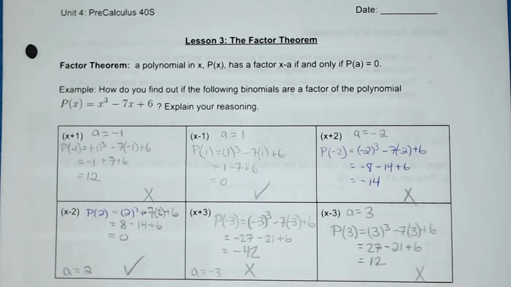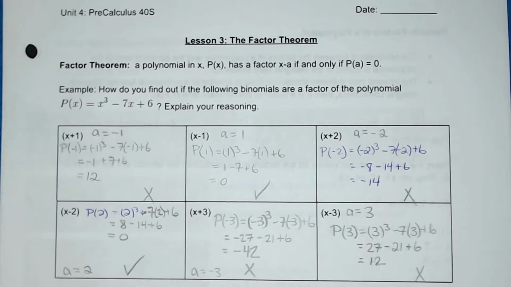Welcome to Unit 4, Lesson 3, the factor theorem. The factor theorem states that a polynomial in x, p of x, has a factor x minus a if and only if p of a equals 0. So what we're doing now is looking at if we have a binomial x minus a and it divides perfectly into our polynomial, then we're left with no remainder at the end. And if that is true, then we can say that that binomial is a factor of that polynomial.